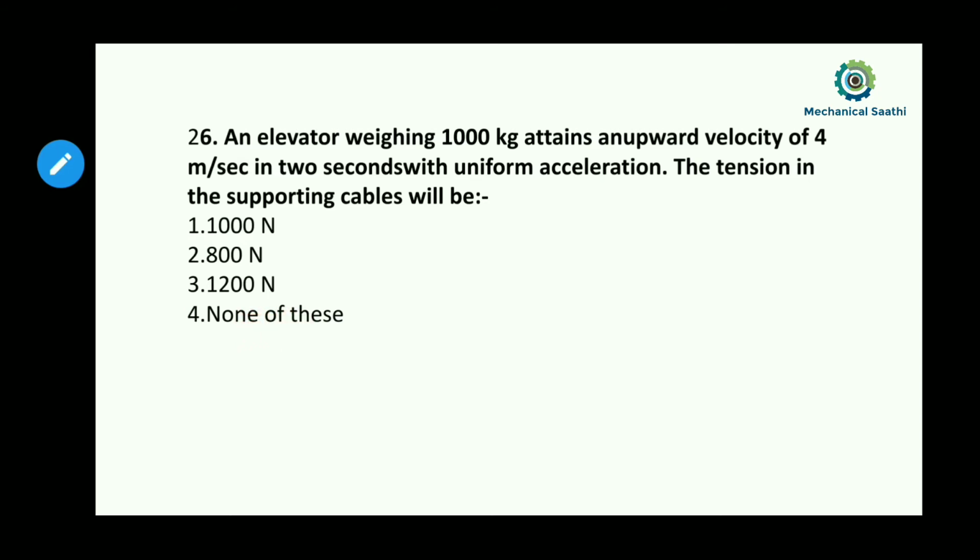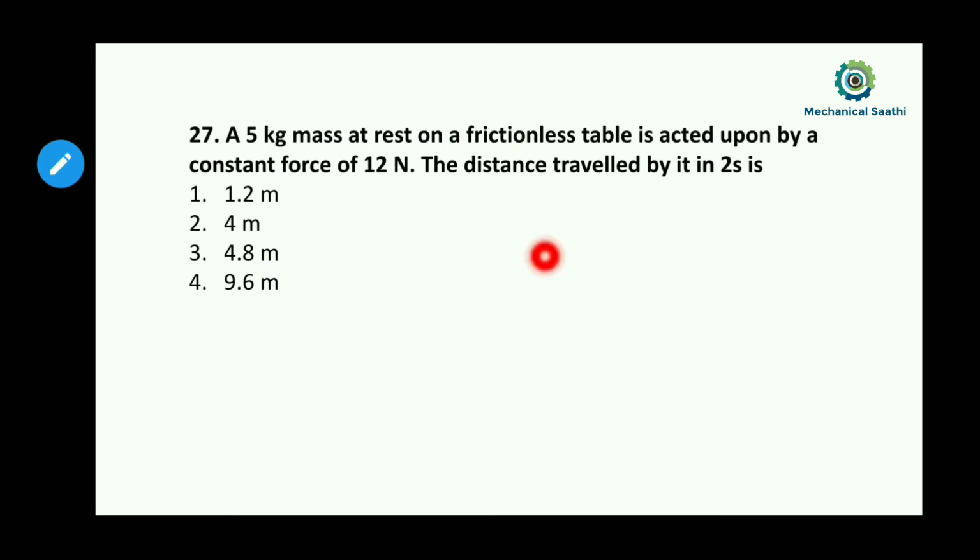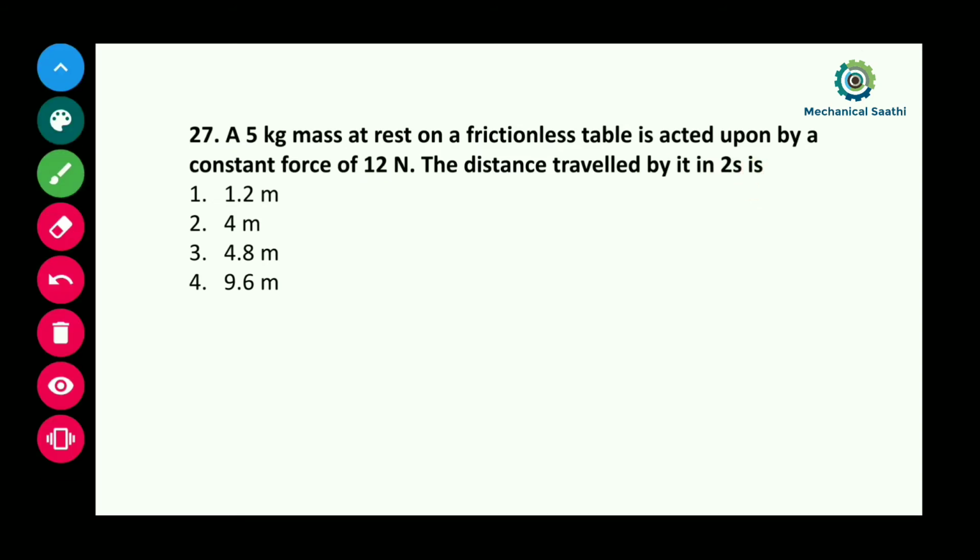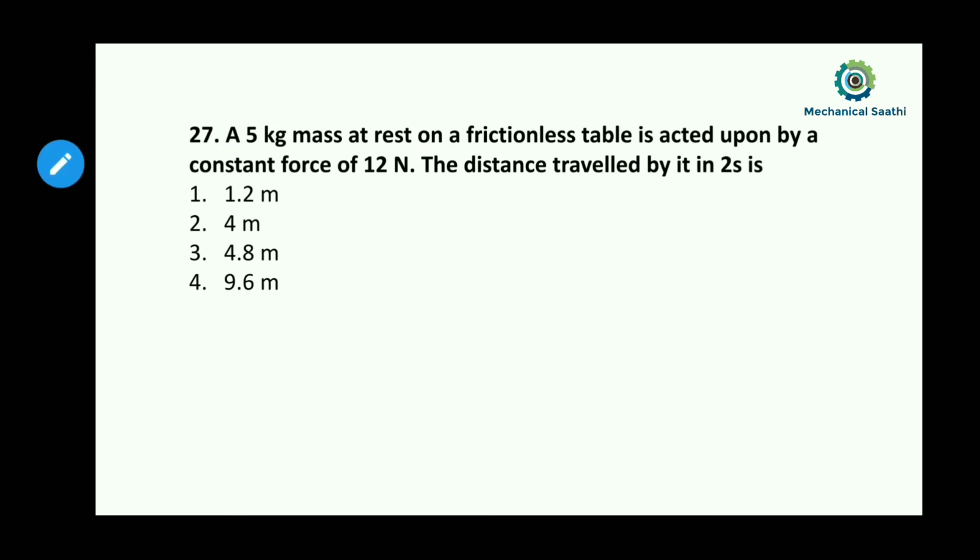So moving towards the next question, question number 27. A 5 kg mass at rest on a frictionless table is acted upon by a constant force of 12 Newton. The distance travelled by it in 2 seconds is how much? So we need to find the value of distance when we apply 12 Newton of force on a 5 kg mass if friction is negligible. Okay, so that we have to find out.